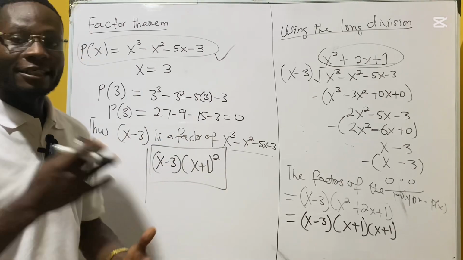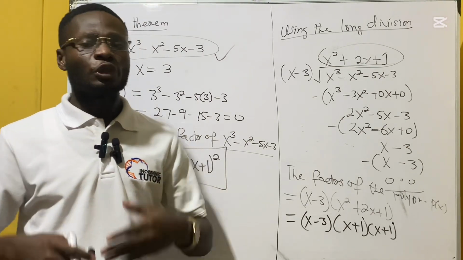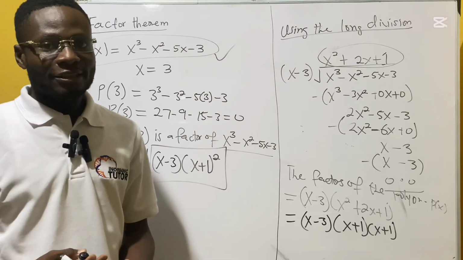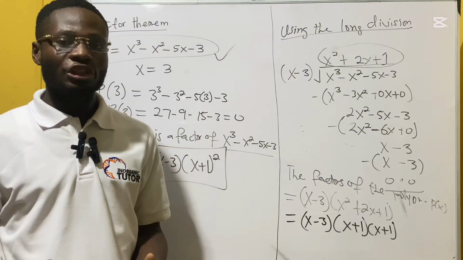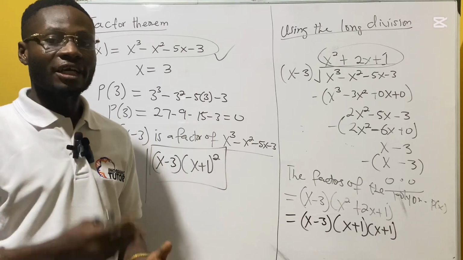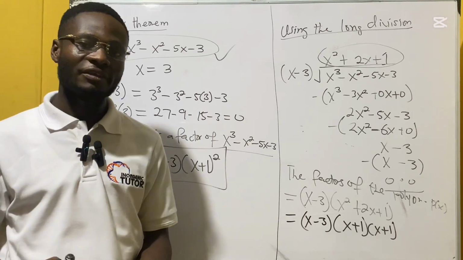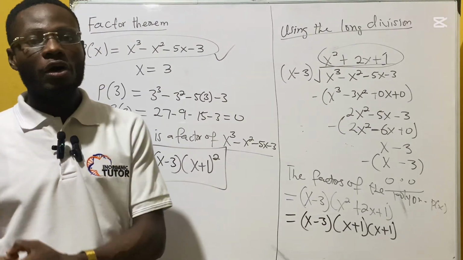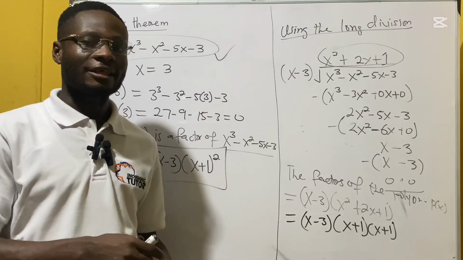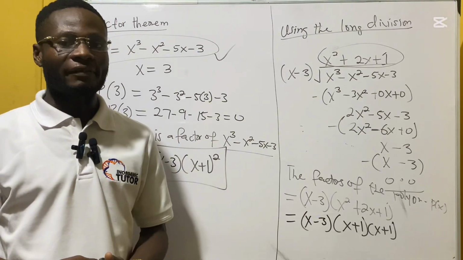Ladies and gentlemen, this is the process we go through to find the factors and the other factors of a particular polynomial. First, use the trial approach to find the first factor. Once you have the first factor, use that factor and then use either the long division approach or the synthetic approach to find the other factors.